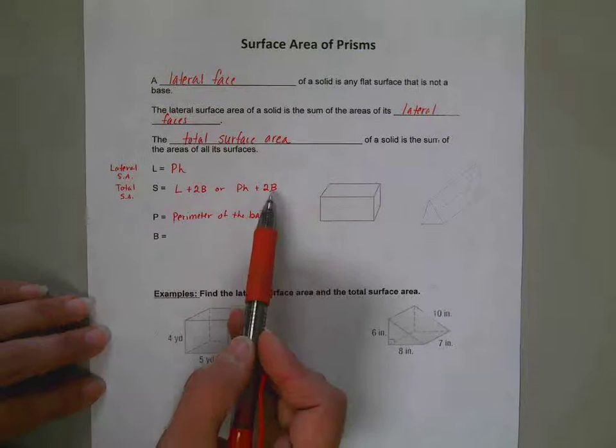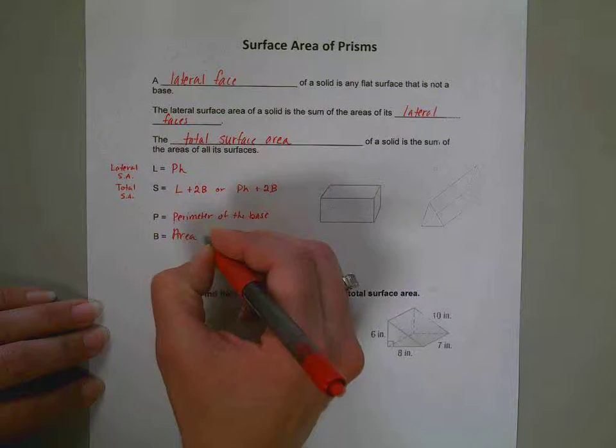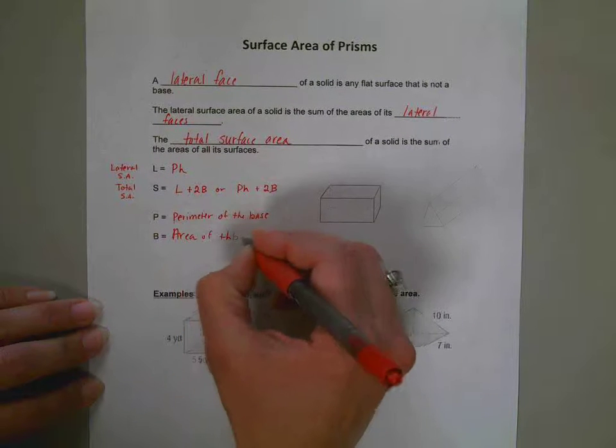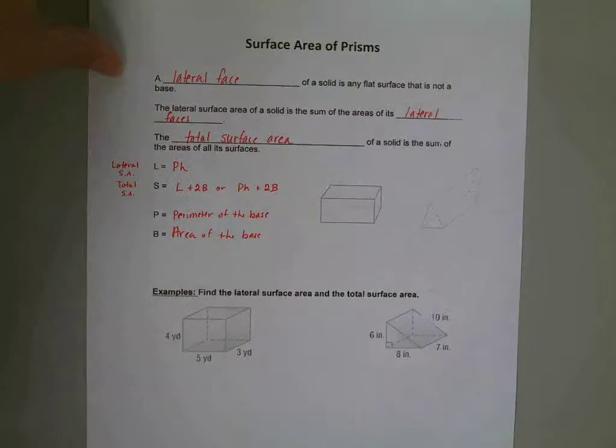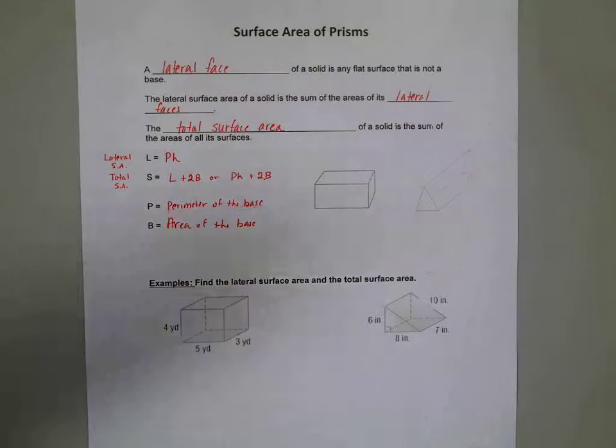Now we should be familiar with big B. Big B is the area of the base. Now let's look at what this looks like on our actual 3D figure.